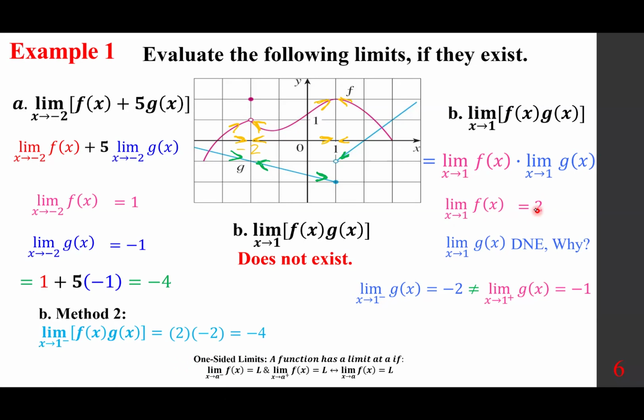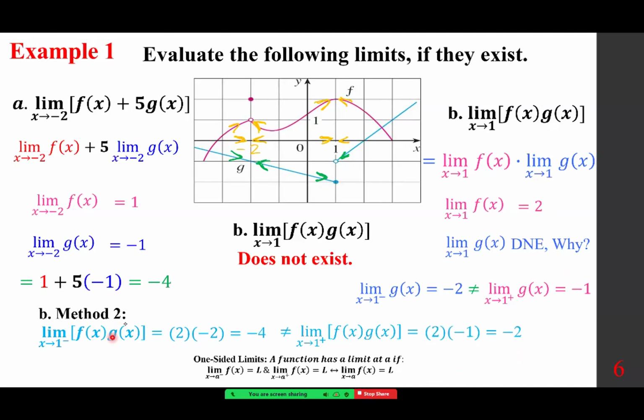What about the right? The limit of the function f of x times g of x as x approaches 1 from the right. Well, we need f of x. We know both sides is 2, so 2. We need g of x. From the right is -1. The product of these two is -2. Since the two are not identical, the limit for f of x times g of x as x approaches 1 does not exist. It gives us the same answer, everybody.